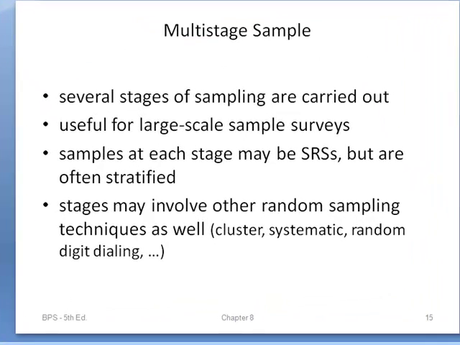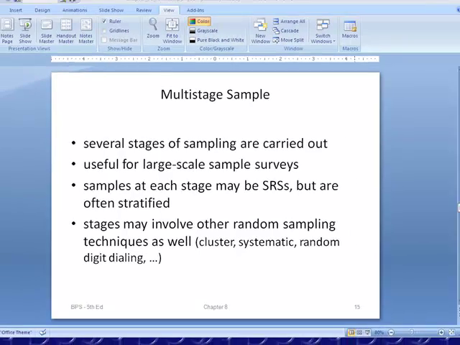Now in multi-stage sample, you have several stages of sampling that are carried out. Now these are used for large-scale sample surveys. Now samples at each stage may be simple random samples, but a lot of times they're stratified. And the stages may involve other types of random sampling techniques, like systematic or cluster sampling, which we didn't go into in this chapter.